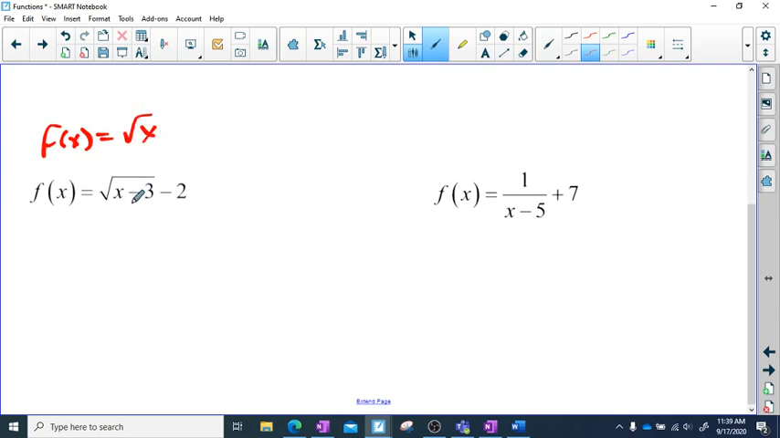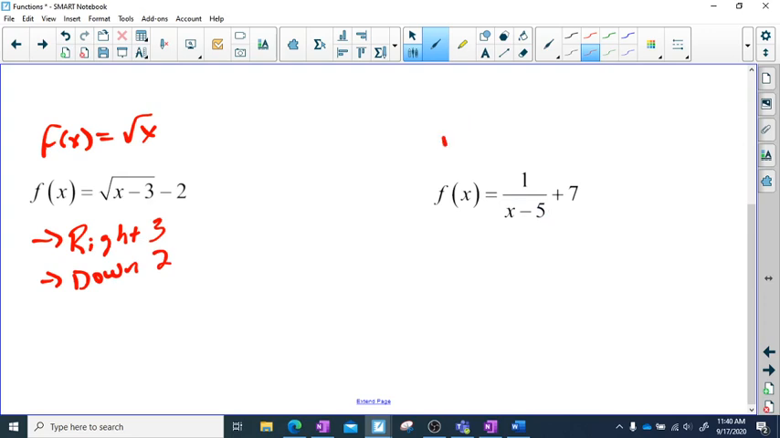Well, I've inserted a minus 3 in where the x used to be, so that should move my graph right 3. Remember, that one's the opposite. And then this outside should move my graph down 2. So this one had both a horizontal and a vertical translation.